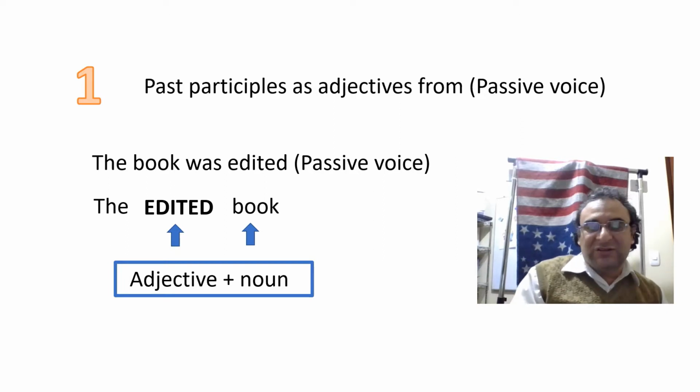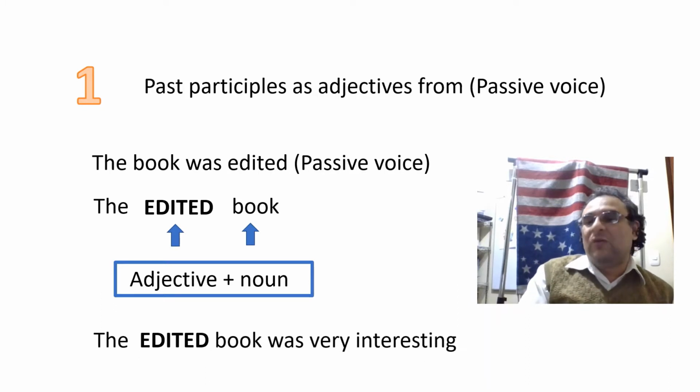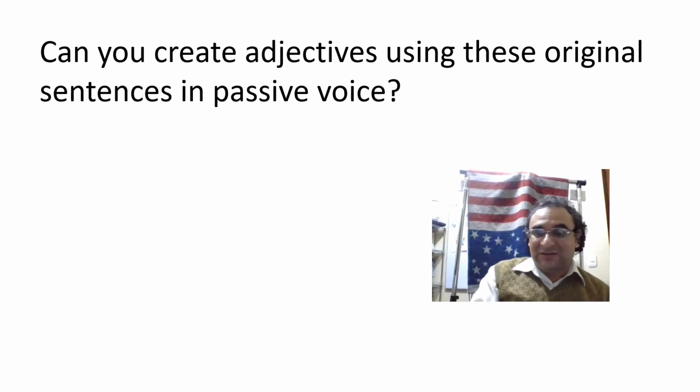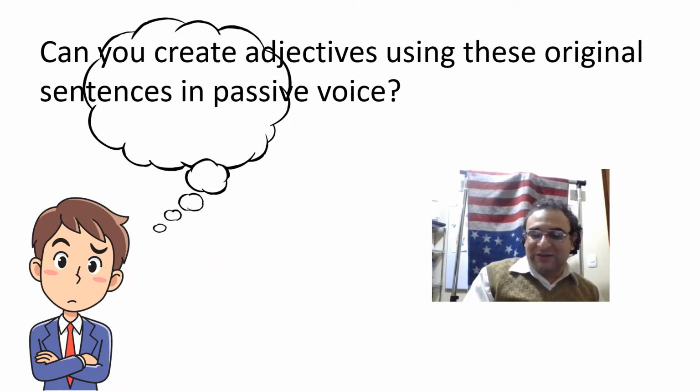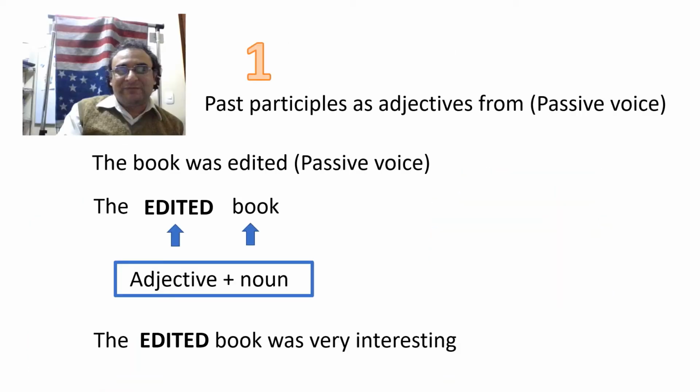And of course, you can use this information to make a sentence, something like this. The edited book was very interesting. Okay, so now this is the question, right? Can you create adjectives using these original sentences in passive voice? Right, that's something to think about. But before we go to the sentences, let's take a look at the example again. Remember, the original sentence in passive voice is the book was edited, and the adjective would be the edited book, right?